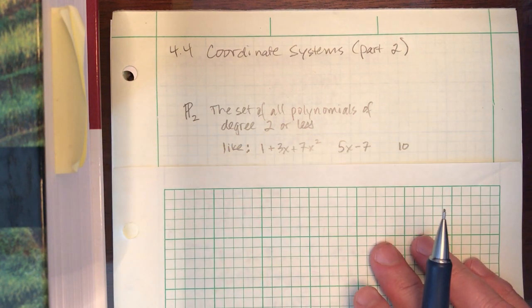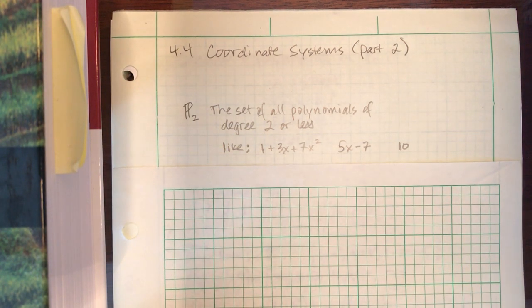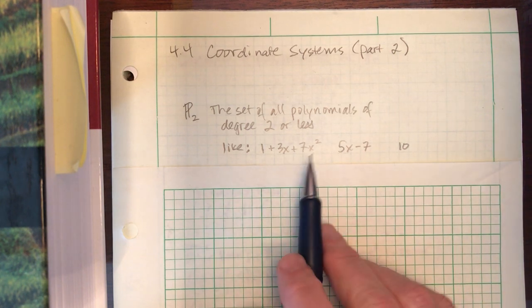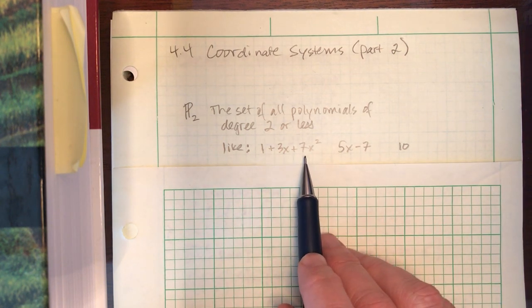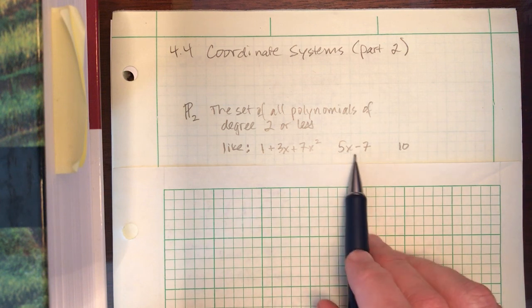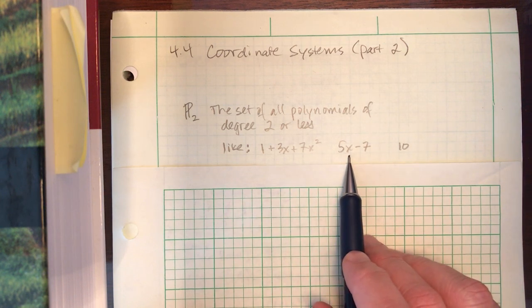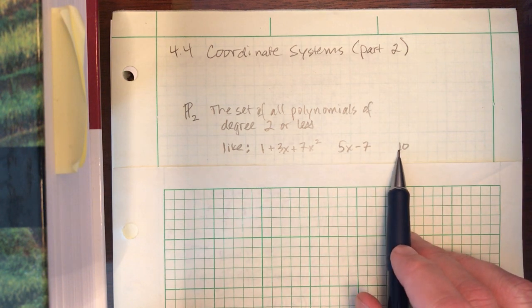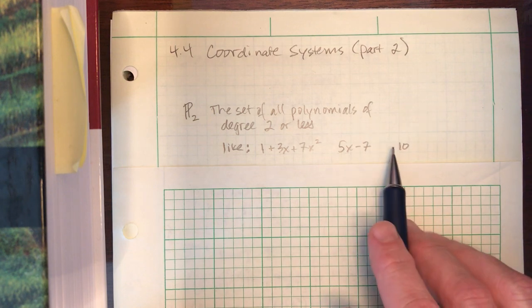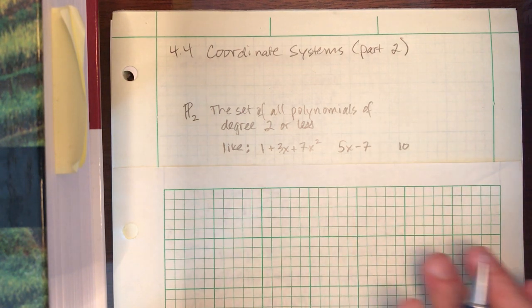So here are some examples just to make sure we're perfectly understandable. For instance, here's a classic second degree polynomial. Here's a first degree polynomial, so that counts. And even just a constant qualifies as a polynomial of degree 2 or less.